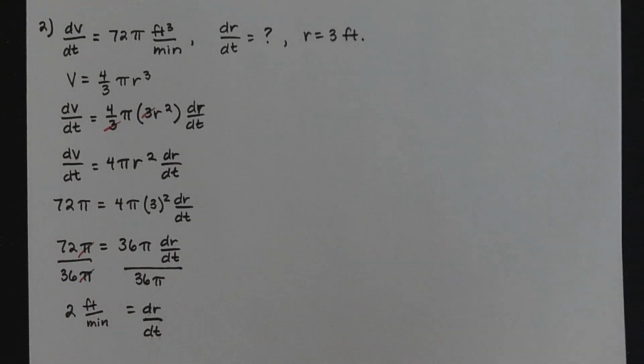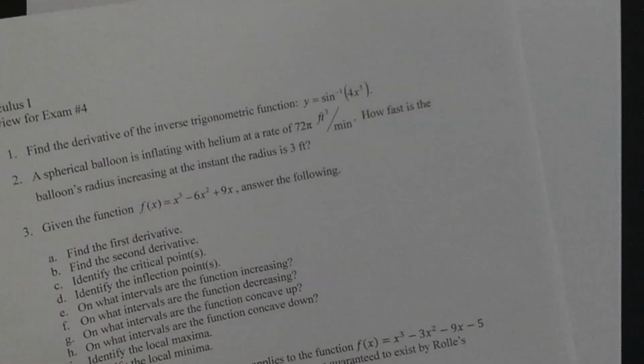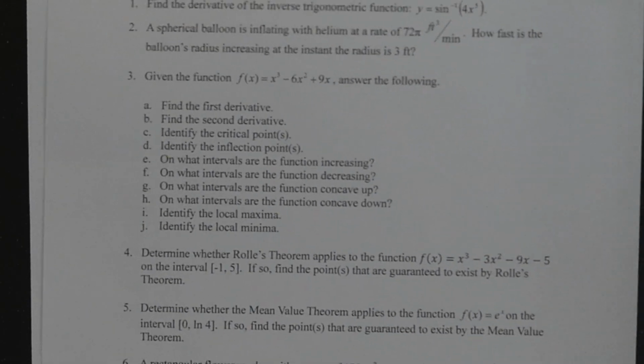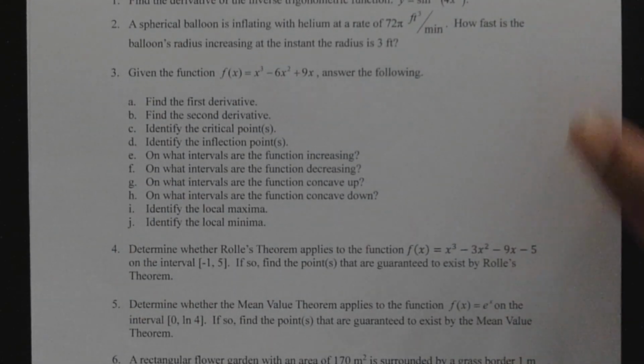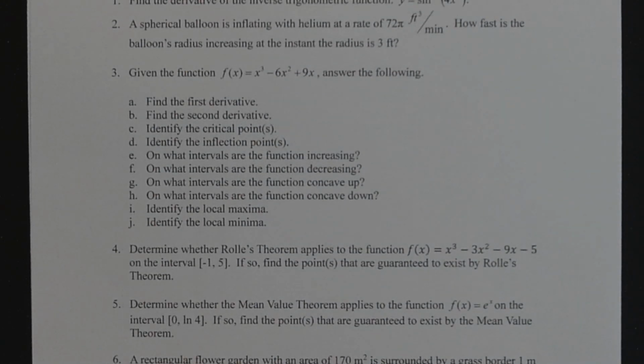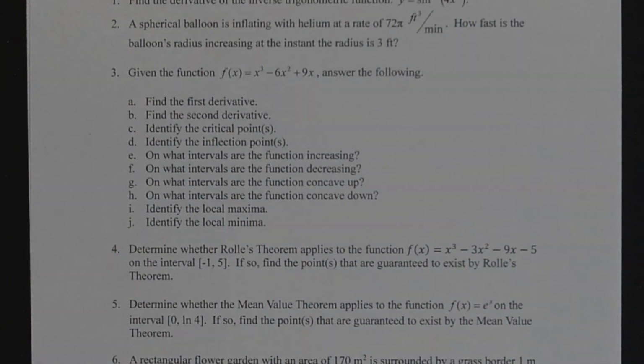Okay. All right, problem number 3. In this case, there are 10 parts to this, and this pretty much covers stuff from section 4.1 and 4.3. You're given the function f of x equal to x cubed minus 6x squared plus 9x, and here we're going to be using that to find the following.